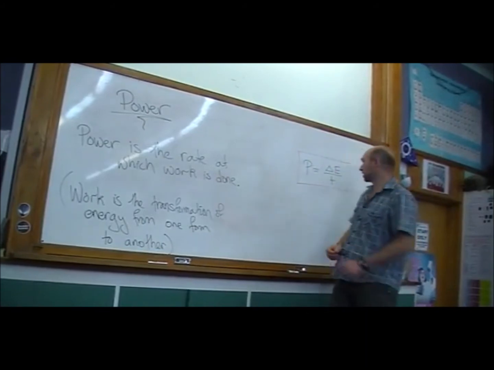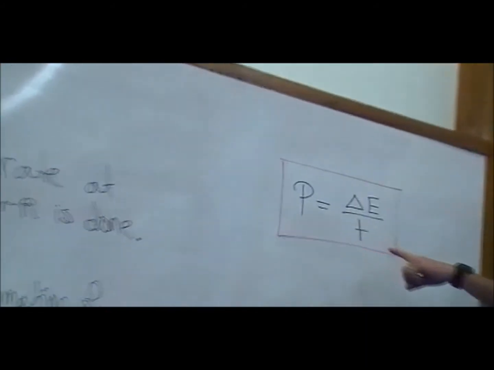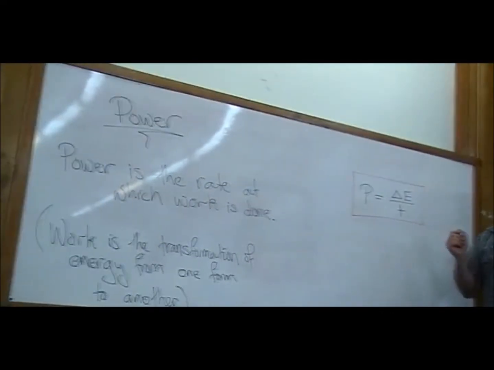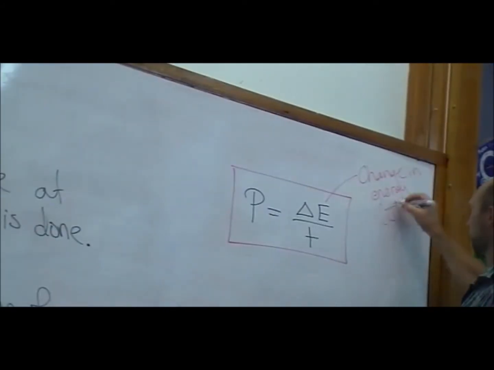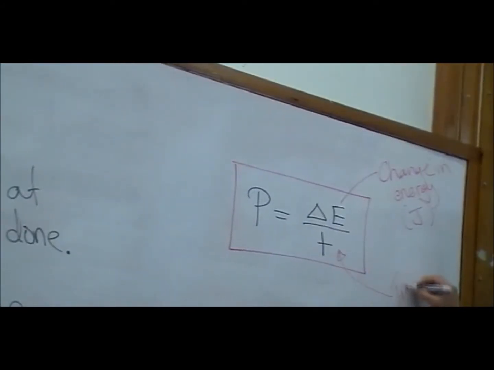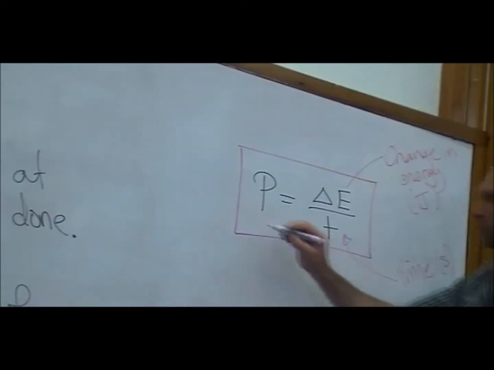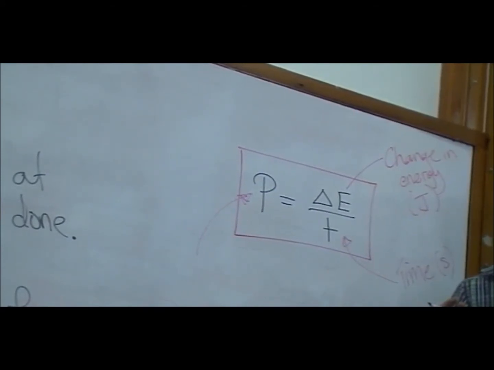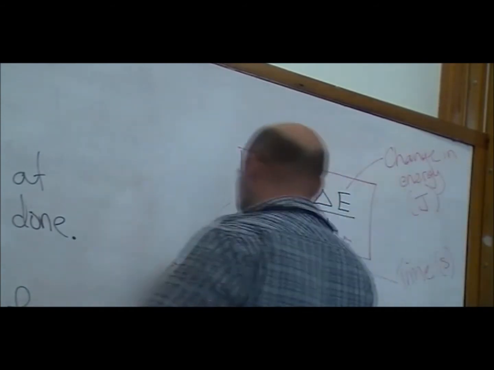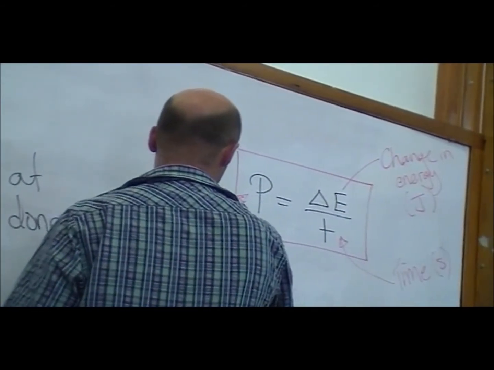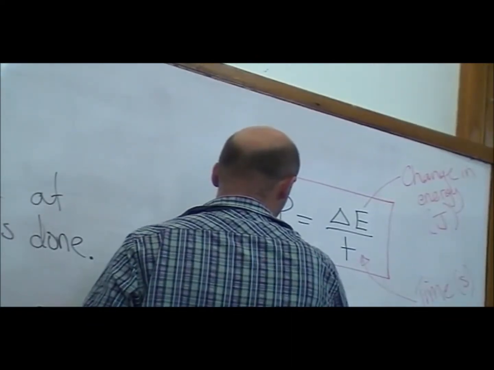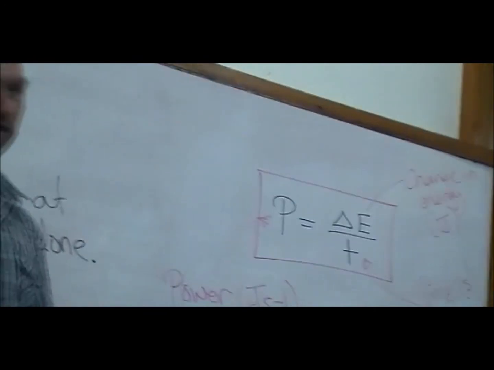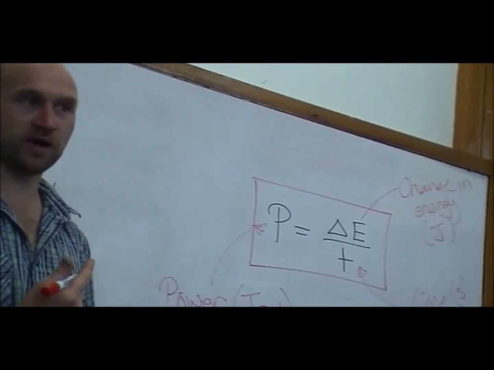Writing that down mathematically, we can have capital P for power. So P is change in energy over change in time. What's that change in energy going to be measured in? Joules. And the time is measured in? And so who could put those together to give us a unit for power? Joules per second. Nice. So power can be measured in joules per second.